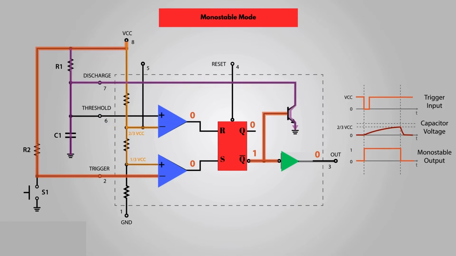The Q-bar output will become high, which will activate the discharge transistor, as well as make the IC output low again. So, we can notice that the amount of time the output of the 555 timer is high depends on how much time the capacitor needs to charge to 2/3 of the supplied voltage, and that depends on the value of both the capacitor C1 and the resistor R1. We can actually calculate this time with the following formula.